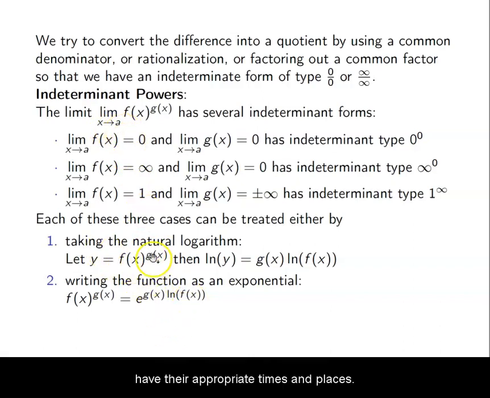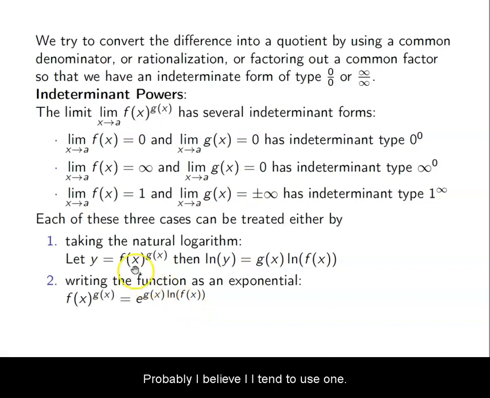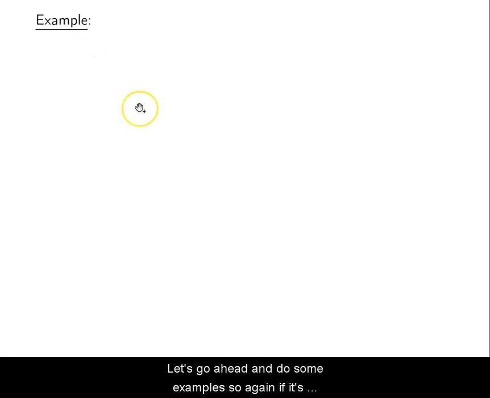So both are useful. They both have their appropriate times and places. Can you get away with doing one all the time? Probably. I tend to use method one more often than two, because we have a whole method of differentiating that's almost identical to this, so that's the one that we'll be playing with as we go. So let's go ahead and do some examples.